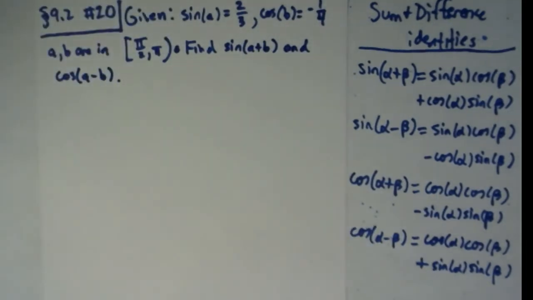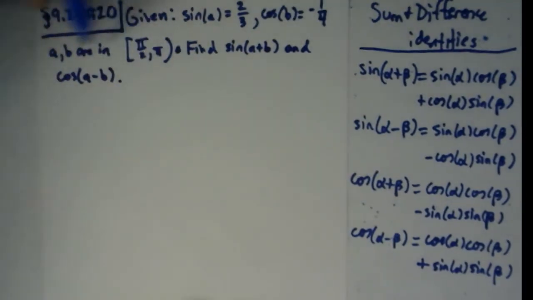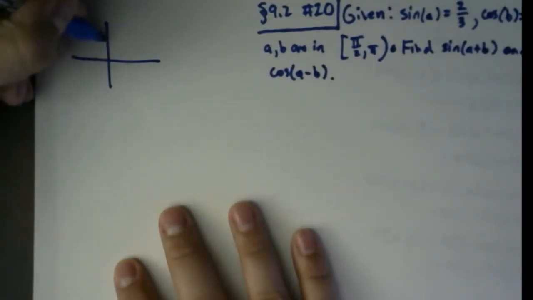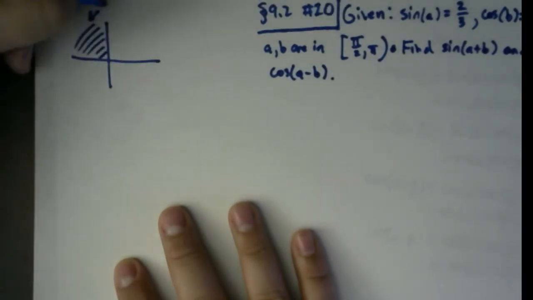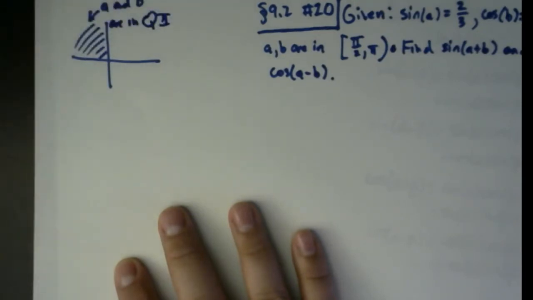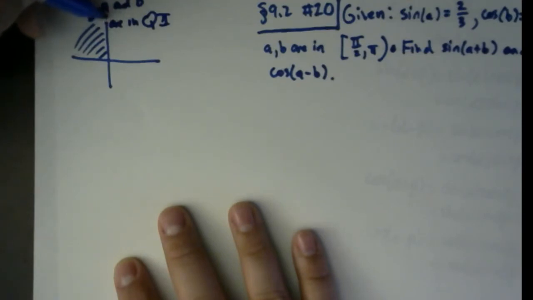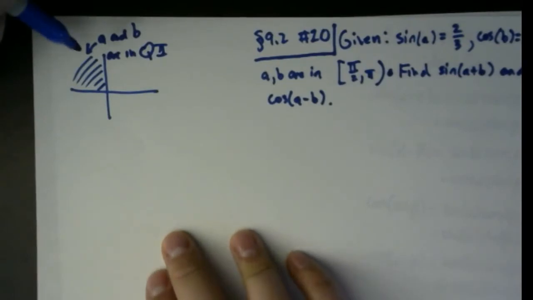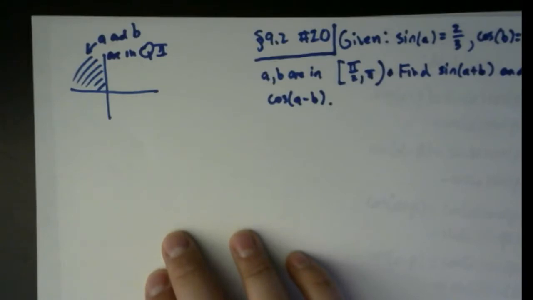Now, the statement here that A and B are in this interval is really saying A and B are bigger than pi over 2 but smaller than pi. So A and B are in quadrant 2, because the north pole is pi over 2 and the west pole here is angle pi. So that's the first thing to notice. They're basically saying that these two angles are in quadrant 2. That'll be important in a moment.